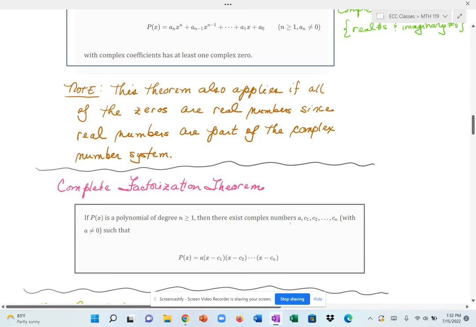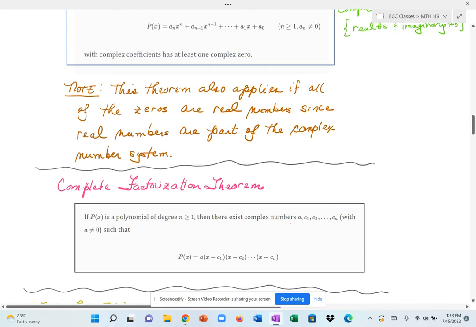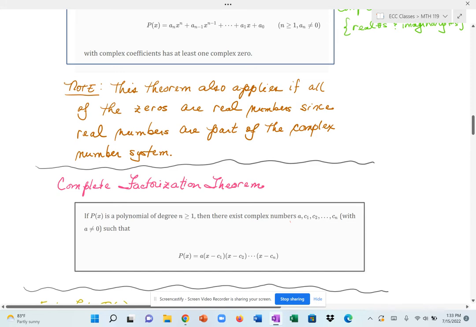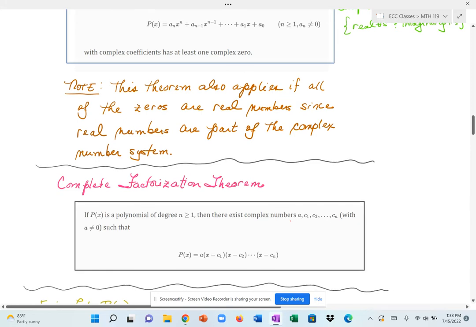So if p of x is a polynomial of degree n greater than or equal to 1, then there exist complex numbers a, c sub 1, c sub 2, through c sub n, with a not equal to 0. Again, if this was 0, the whole thing would just be 0. Such that p of x is equal to a times x minus c sub 1, x minus c sub 2, through x minus c sub n.